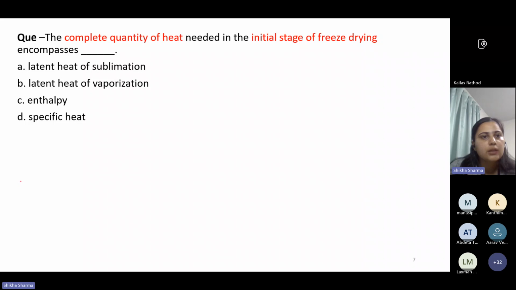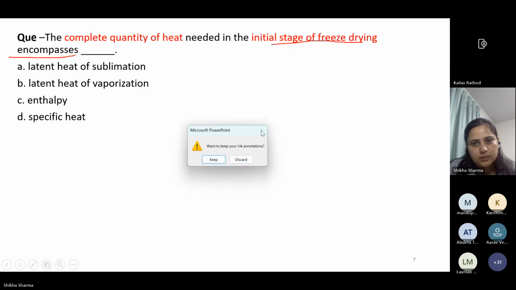Next question is again on freeze drying. The complete quantity of heat needed in the initial stage, which is the primary stage of freeze drying, encompasses the heat of sublimation, vaporization, enthalpy, and specific heat. It is a very simple question. Latent heat of sublimation, Option A, ma'am.